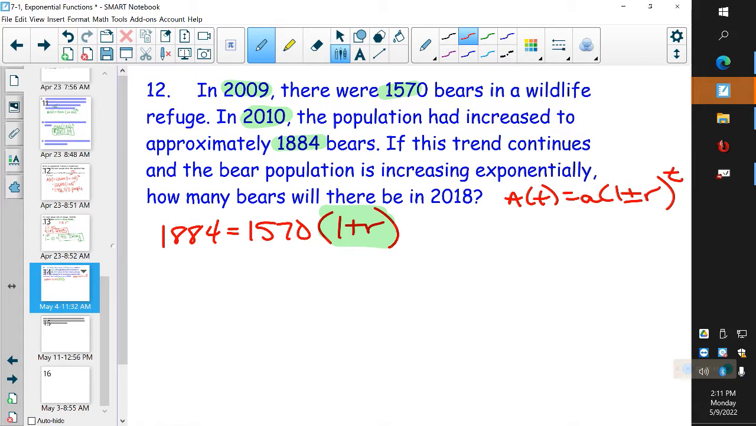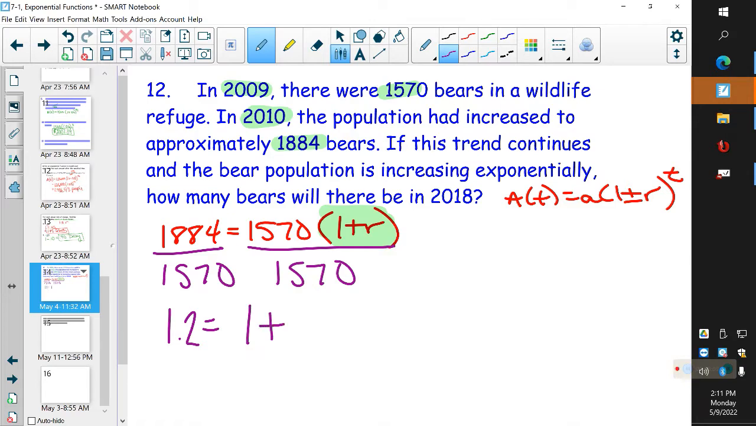So how do I solve for what I've highlighted of 1 plus r there? How do I get rid of that 1570? It's attached by multiplication, so the opposite of multiplication is division. So we're going to take and divide both sides by 1570. So what is 1884 divided by 1570? 1.2 is equal to 1 plus r.